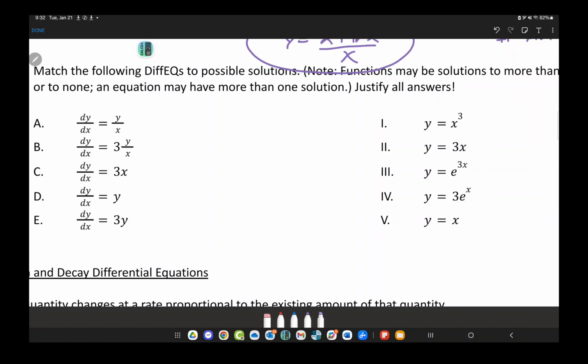How do you get that? Alright, so again, you cross multiply, right? Oh, you can't do that. Wouldn't it just be 1 over y dy equals 1 over x dx?